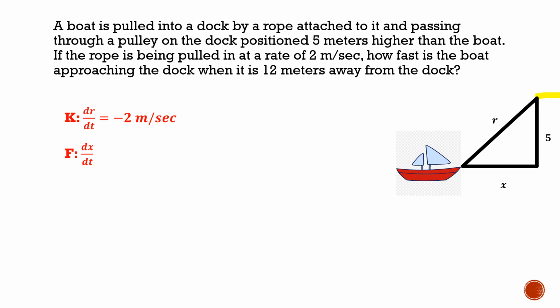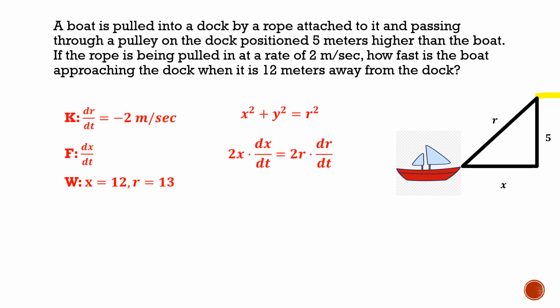is approaching the dock. And I know that I'm trying to find that when I'm 12 meters away from the dock. And if I know that I'm 12 meters away from the dock, and I also know that the dock is 5 meters above the boat, I can use Pythagorean's theorem to figure out that the rope must be 13 meters. All right, so now setting up Pythagorean's theorem, I have x squared plus y squared equals r squared.